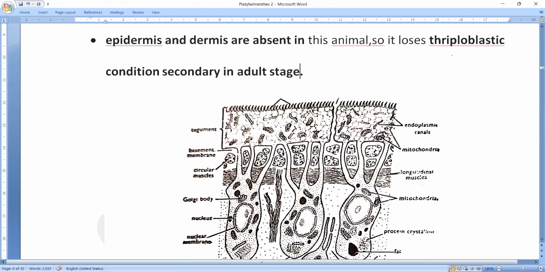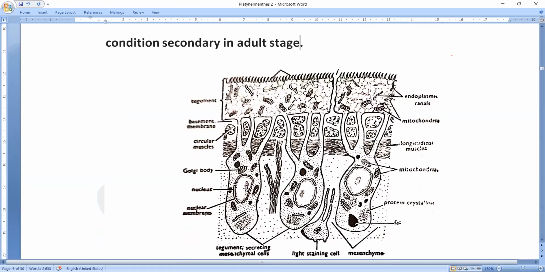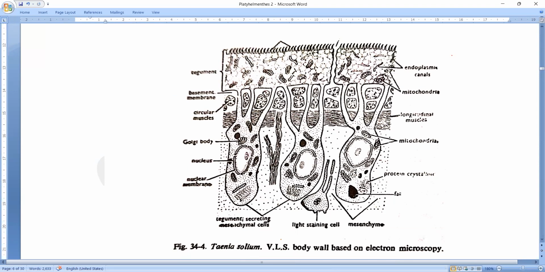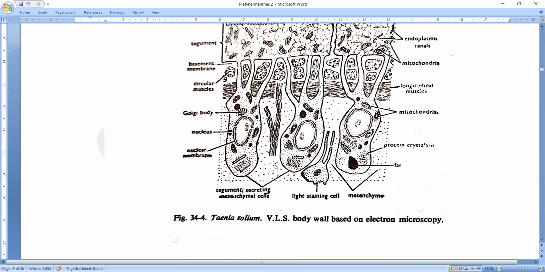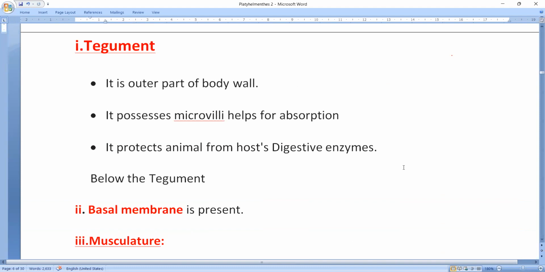So this is the tegument which we have seen already in Fasciola hepatica, almost similar. It is made up of cuticle and contains many microvilli. The tegument is secreted by the mesenchymal cells, and there are different kinds of muscles: longitudinal, circular, and longitudinal. In addition, dorsoventral muscles and vertical muscles are present, and oblique muscles are present in the mesenchyme. So that is the body wall.